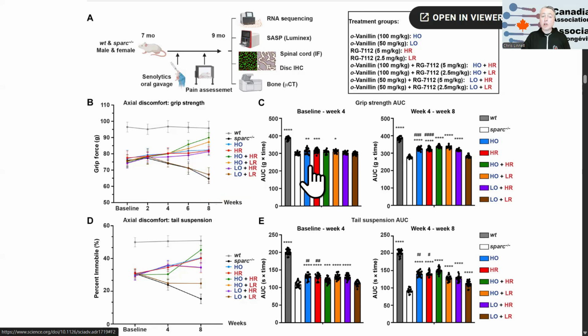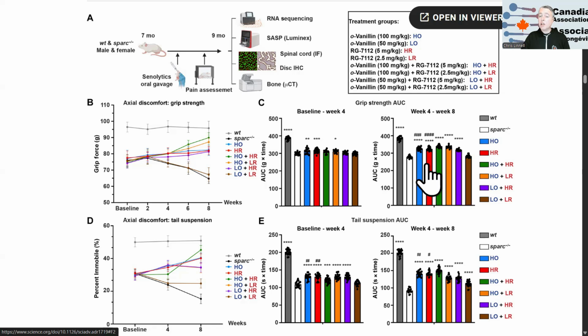Looking at the area under the curve for that graph, you can see that in the first 4 weeks, there wasn't much difference between the untreated SPARC mice and the senolytic given mice. However, as in the graph on the left, between 4 and 8 weeks, there was a divergence, with the untreated SPARC mice performing worst, followed by the low combination dose of ovanillin and RG.